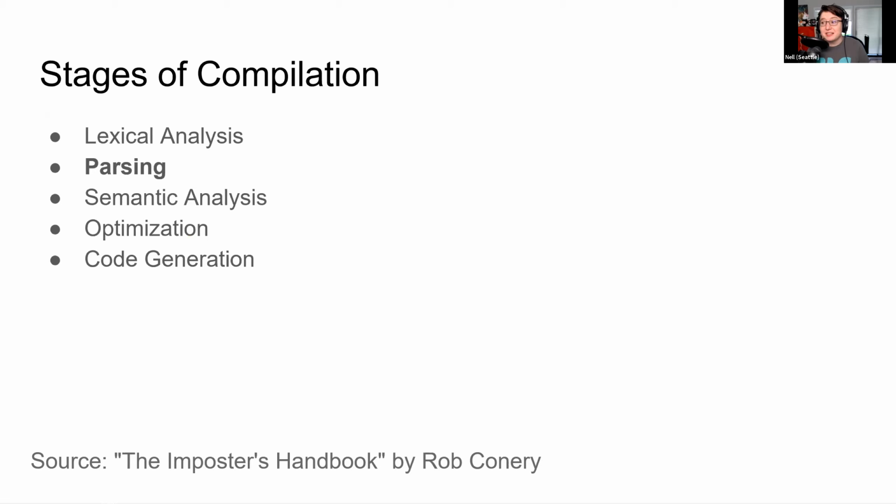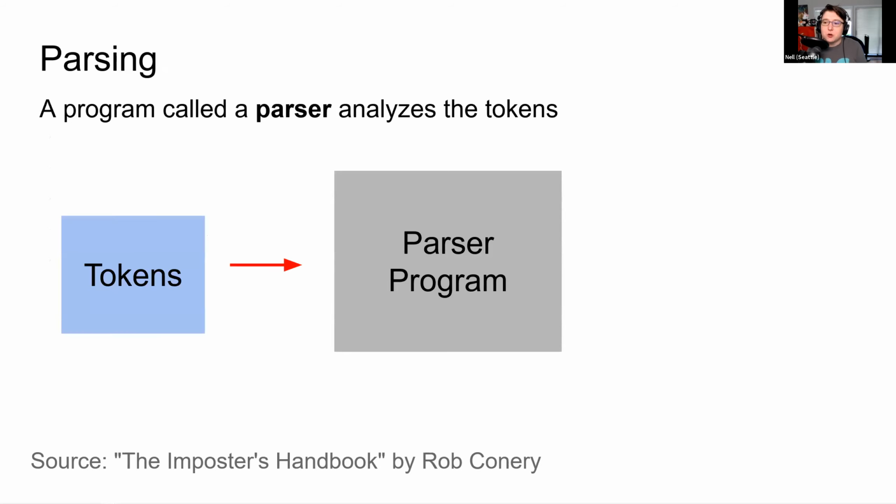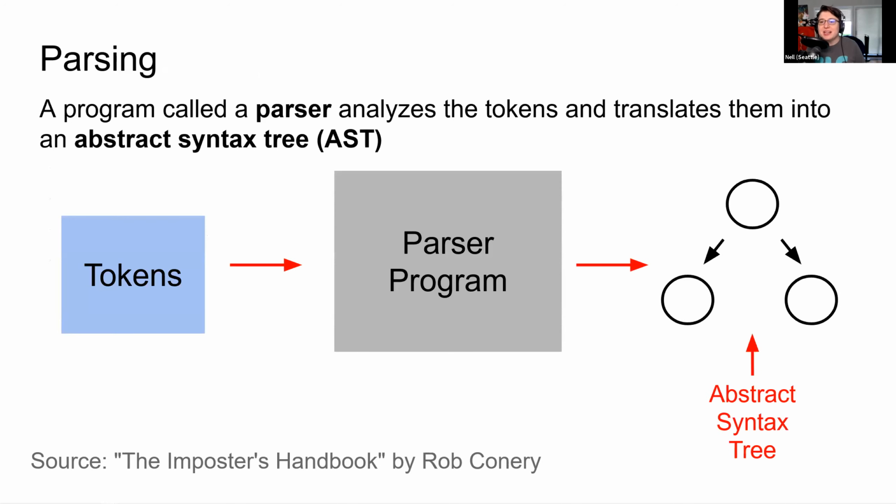And that brings us to the next stage of compilation called parsing. In this stage, a program within the compiler called a parser analyzes the tokens generated by the lexer and translates them into an abstract syntax tree, or AST. Having the tokens in this AST data structure makes it much quicker and easier for the compiler to do the rest of its work.